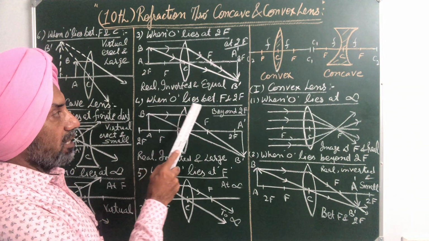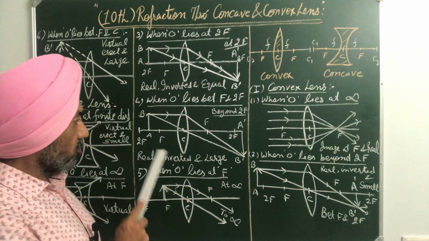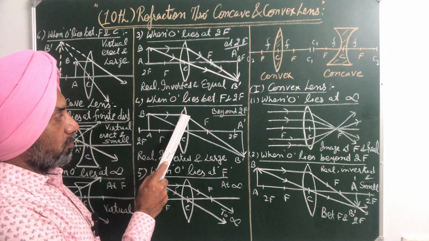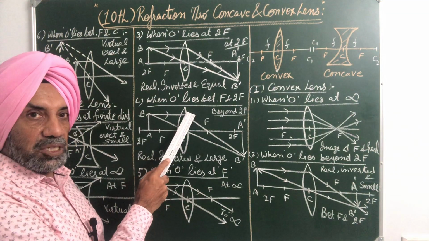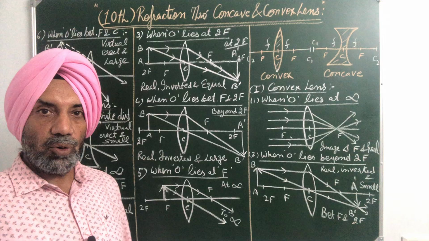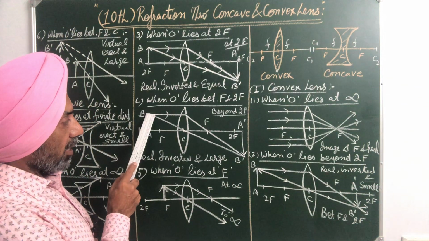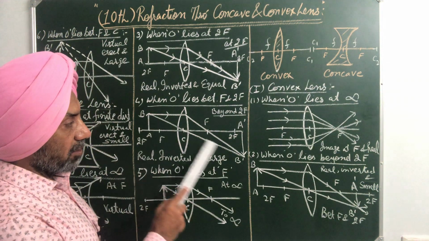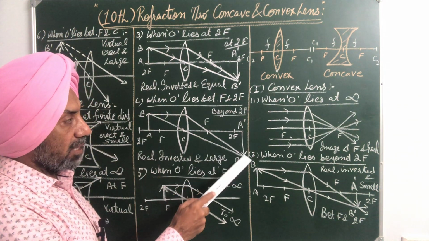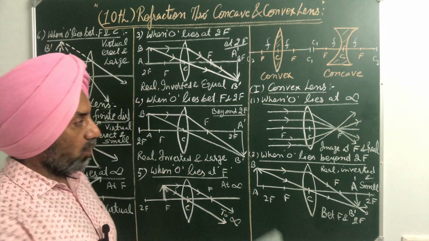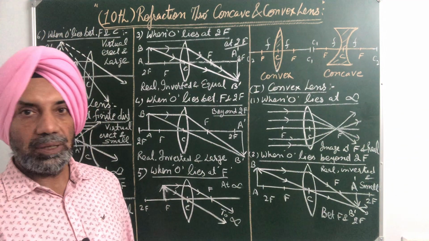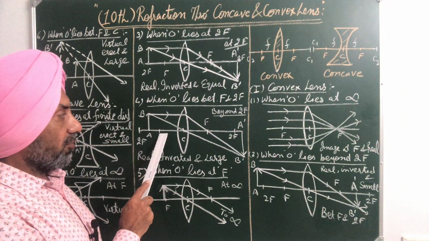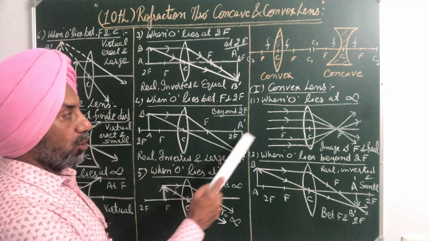Similarly, when the object AB lies between F and 2F, one ray which is parallel to the principal axis passes through the principal focus after refraction through the lens. Another ray which passes through the optical center goes undeviated. These two rays meet at a point beyond 2F. So A'B' is the image formed by the convex lens when the object lies between F and 2F. The image formed is beyond 2F.